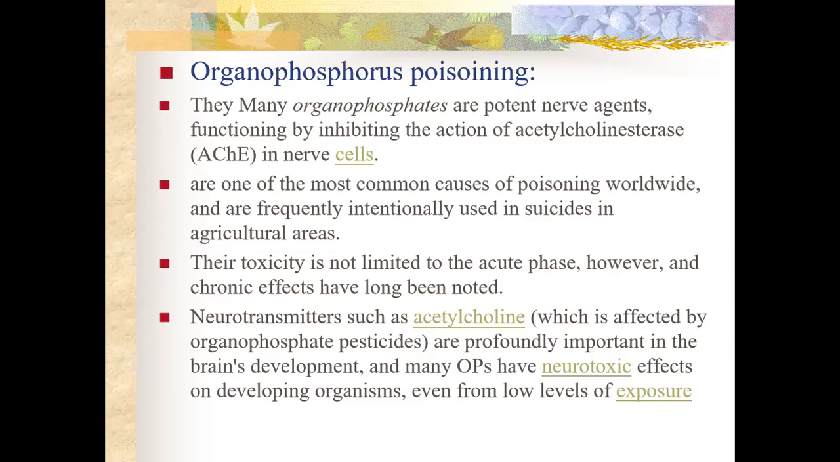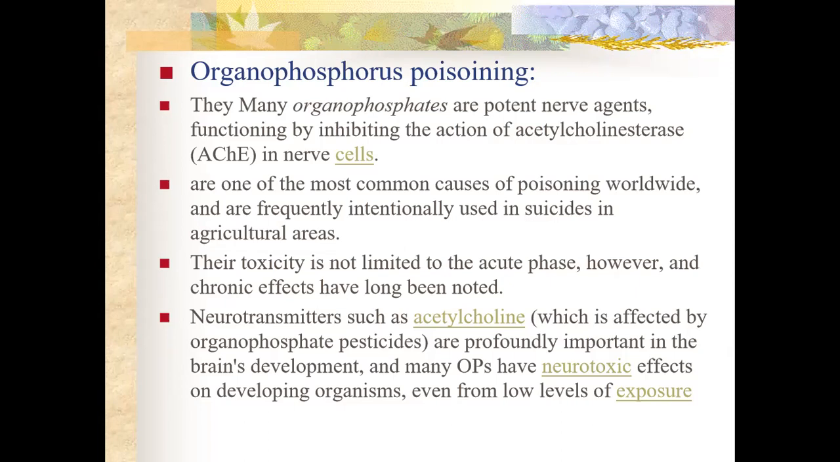The presentation of this acute toxicity ranges from vomiting, abdominal cramps, to diarrhea, miosis, sweating, increased salivation, increased tracheobronchial secretions, increased gastric secretions, bronchospasm, hypotension, muscular twitchings, weakness, convulsions, coma, and death. Death may be due to respiratory paralysis. So this is regarding organophosphorus compound poisoning.